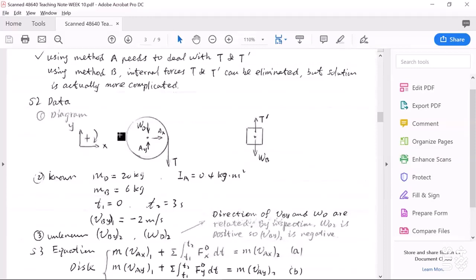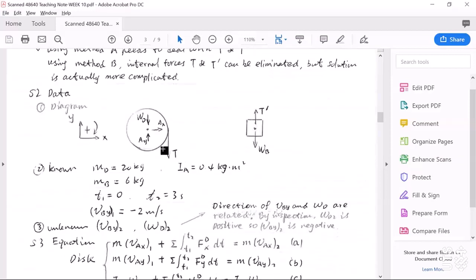We define this coordinate system x, y, and in this one here I define clockwise as the positive rotation direction, because you can see by observation that the direction of angular velocity of this disk will be clockwise. So defining clockwise as the positive rotation direction can be more convenient than defining counterclockwise as positive rotation direction.